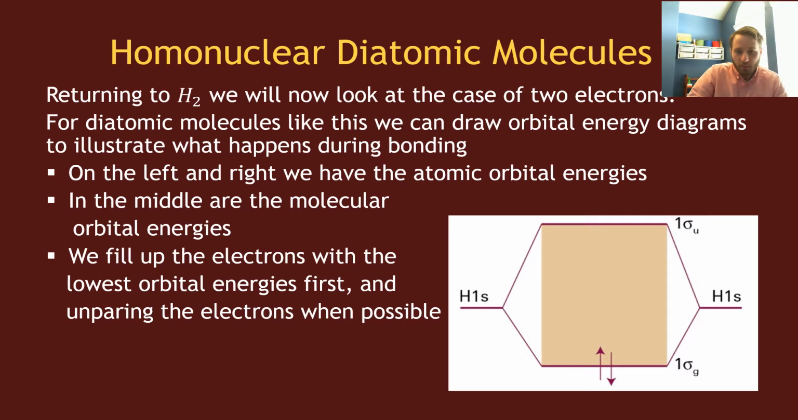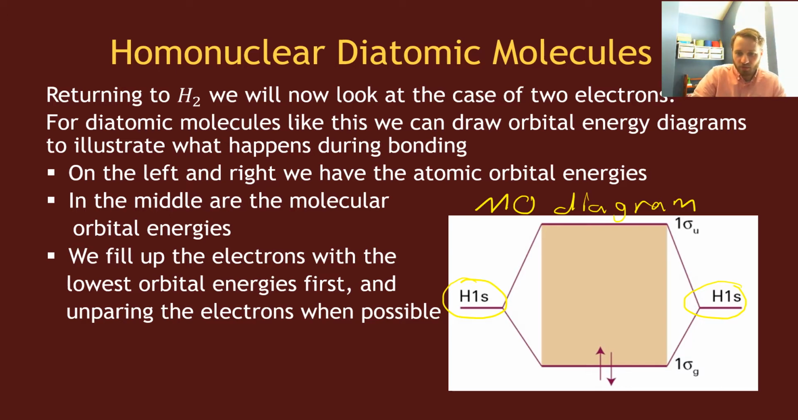Last time we talked about how we can take a combination of the 1s orbital on hydrogen 1 and the 1s orbital on hydrogen 2 to form the bonding orbital and the anti-bonding orbital. This diagram is referred to as an MO diagram, a molecular orbital diagram. Sometimes we may not draw the things on the sides, but this is often referred to as a molecular orbital diagram.